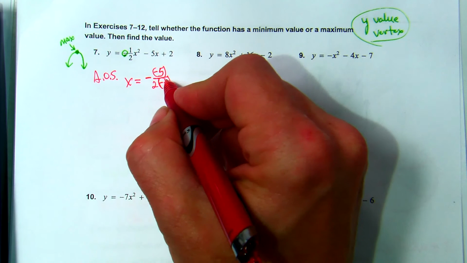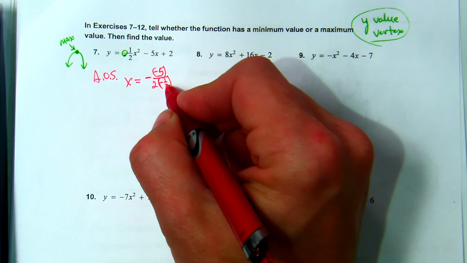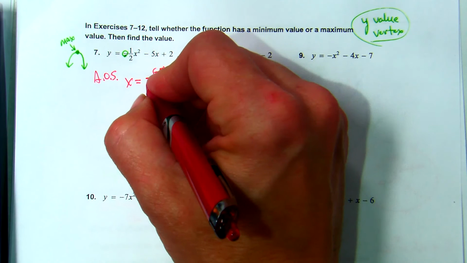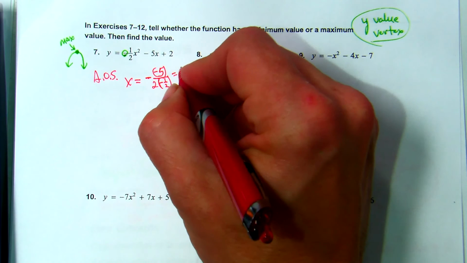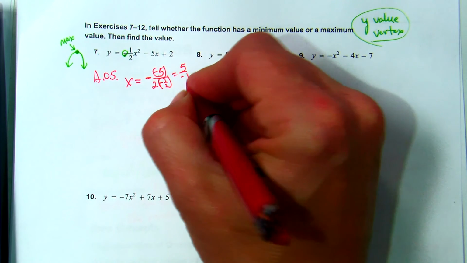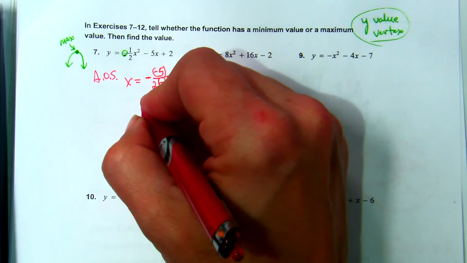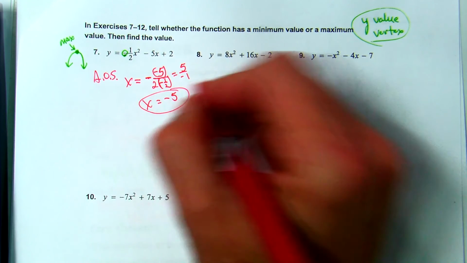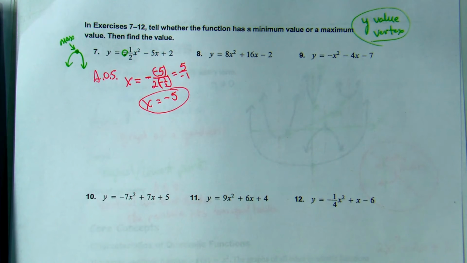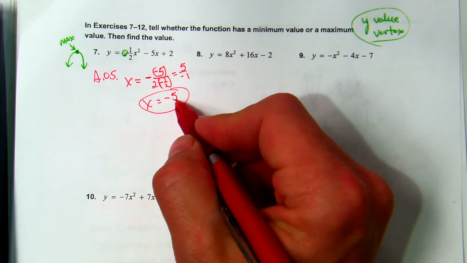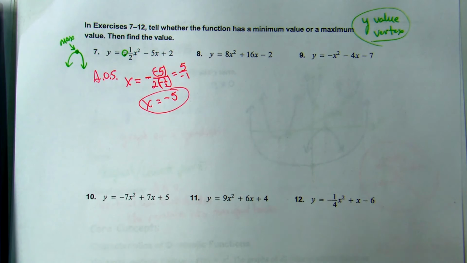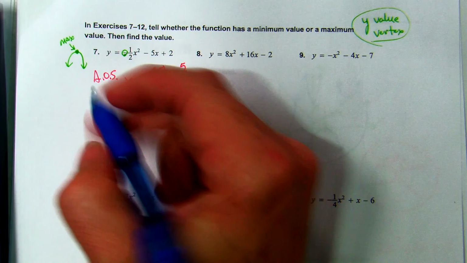Well, that works out nicely for us because 2 times the negative 1/2 is just a negative 1 on the bottom. So I'm going to have a positive 5 over a negative 1, or simply x equals negative 5. Okay? So that's my axis of symmetry. That's not the final answer, but that gives me something to plug back into the equation so that I can find the y value.